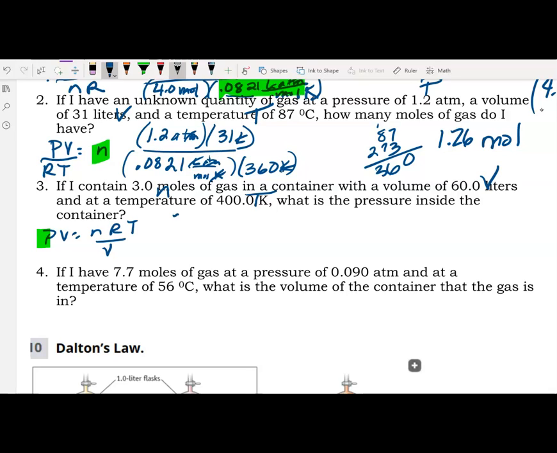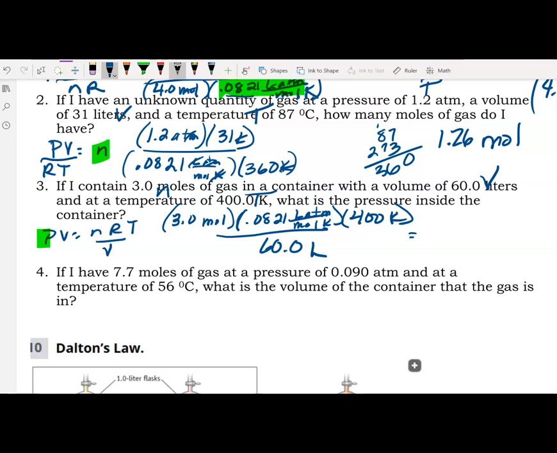All right, so 3 moles times 0.0821 liter atmospheres over mole Kelvin times temperature, 400 Kelvin. Is that 1.0821? That's a parentheses. Oh, sorry. I could do this in real fractions too, if you want me to. All right, volume is 60 liters.